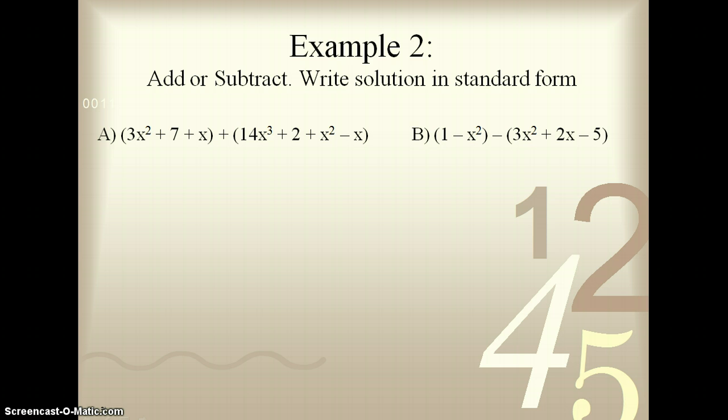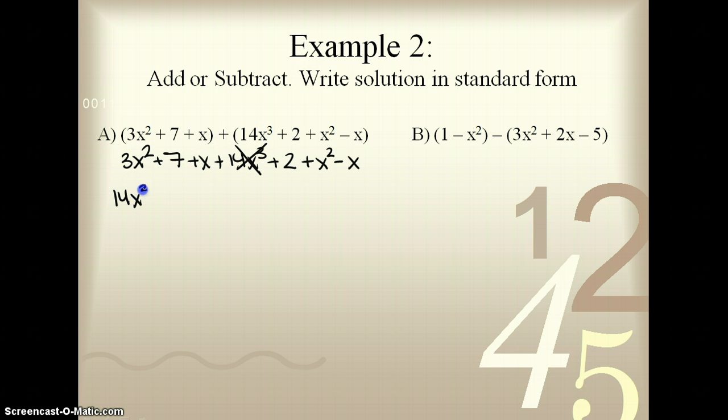x squared minus x. The beauty of addition is that nothing will change, so you can just simply start by removing all of your parentheses. So again, we have 3x squared plus 7 plus x plus 14x cubed plus 2 plus x squared minus x. The next phase is to combine like terms. Now, there is no other cubic term, so we get to cross off this one and start with it first.